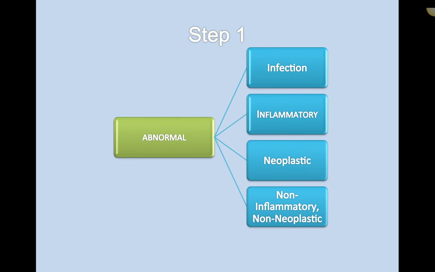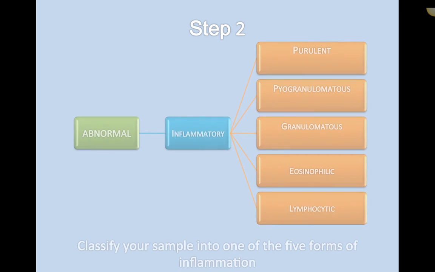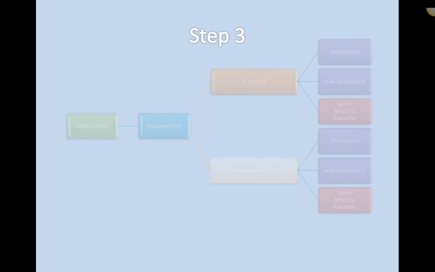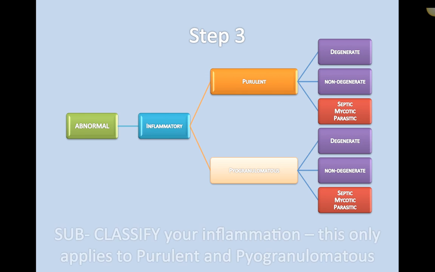Alright, so let's recap everything. Step 1, identify as abnormal, and then classify it as either infection, inflammatory, neoplastic, non-neoplastic, non-inflammatory. Step 2, we've decided it's inflammation. So we have to identify, is it purulent, pyogranulomatous, granulomatous, eosinophilic, or lymphocytic? Step 3, subclassify. So subclassify it as degenerate or non-degenerate, septic, mycotic, parasitic, or non-septic.